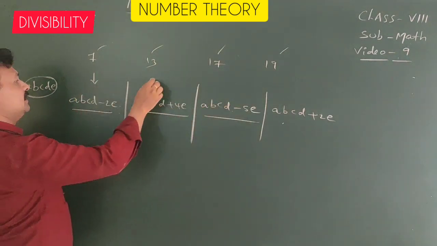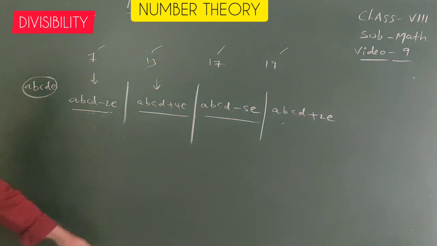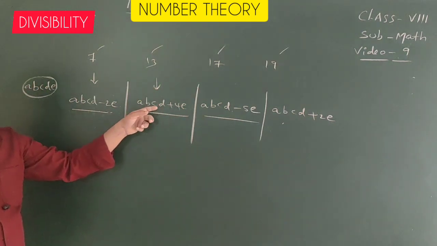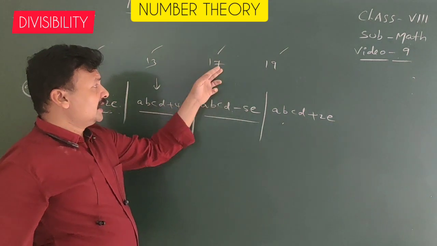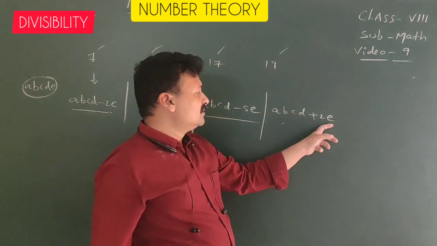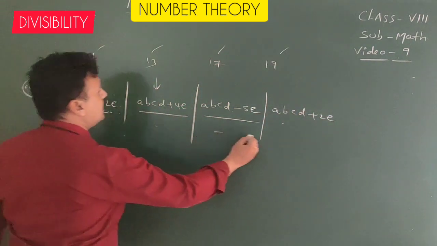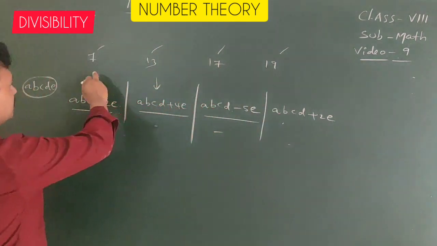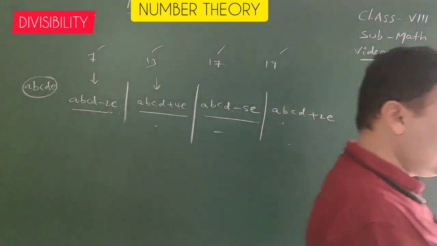Okay, for 7, subtract 2 times the last digit from the truncated one. For 13, add 4 times the last digit to the truncated one. For 17, subtract 5 times the last digit from the truncated one. For 19, add 2 times the last digit to the truncated one. These are the forms of the divisibility rules for 7, 13, 17, and 19.